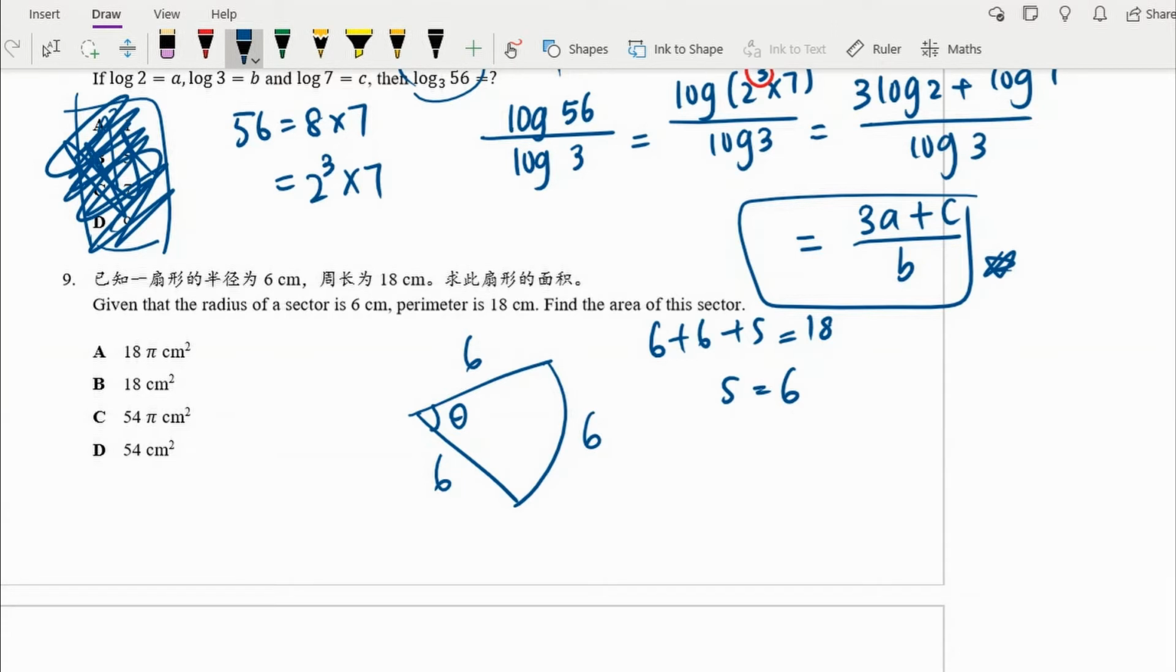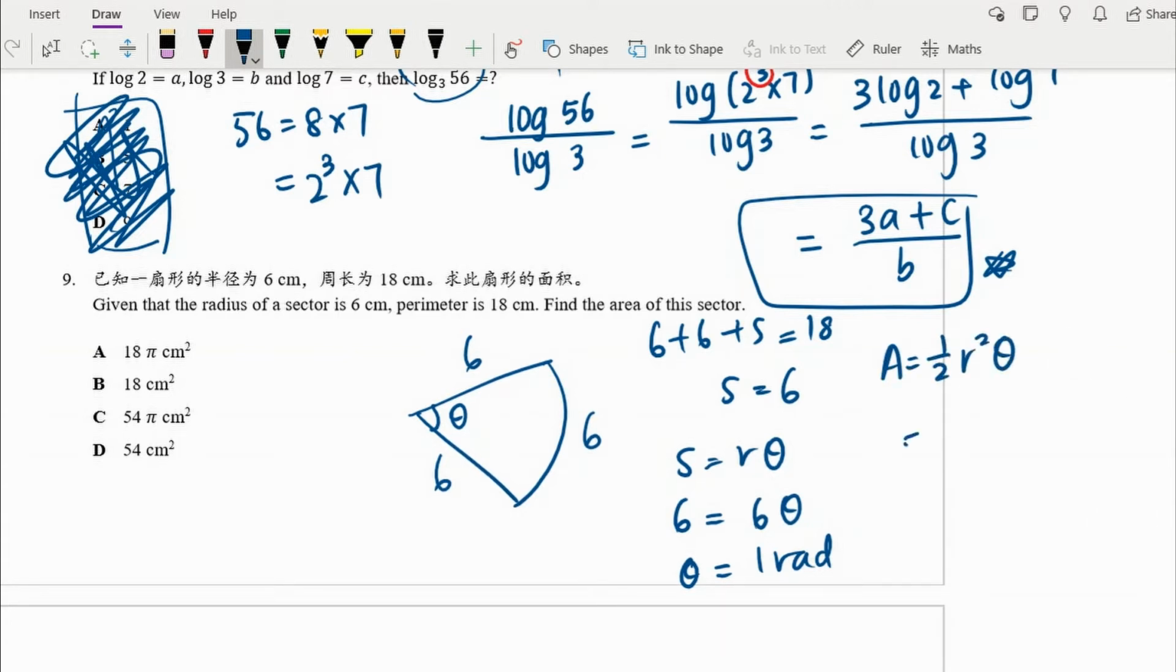And you know that S equals r theta. 6 equals 6 times theta. So theta should be 1 radian. Area. The formula for area from your circular measure should be half r squared theta. Half r squared theta.